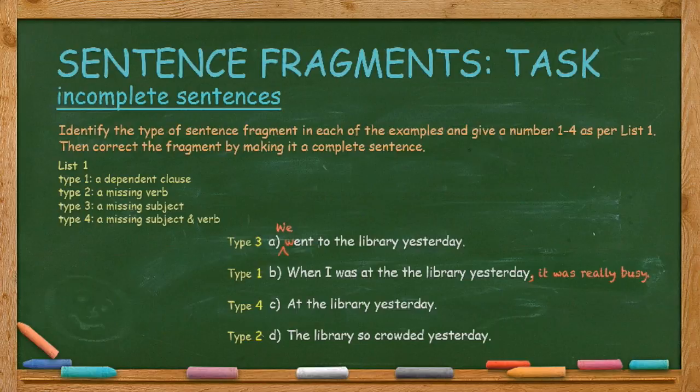C is type 4. It has a missing subject and verb. So you could correct it by saying, I saw you at the library yesterday. And D is type 2, a missing verb. So the correction might be, the library was so crowded yesterday.